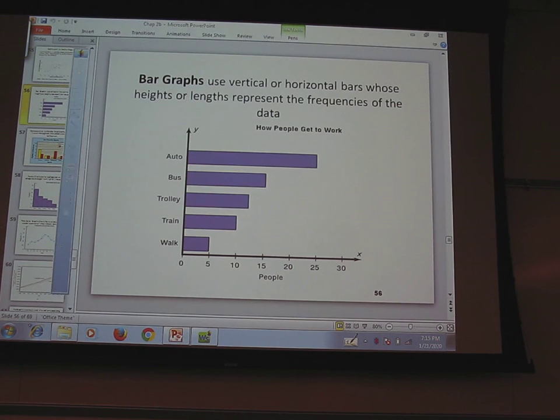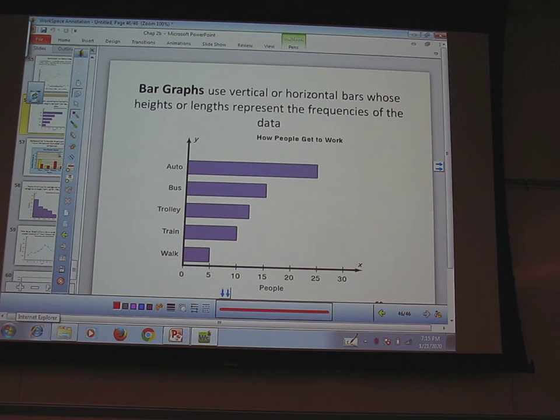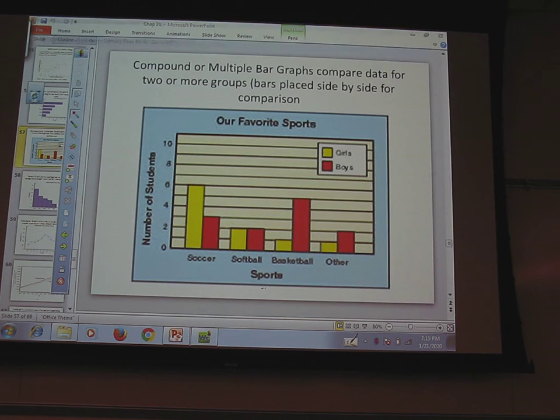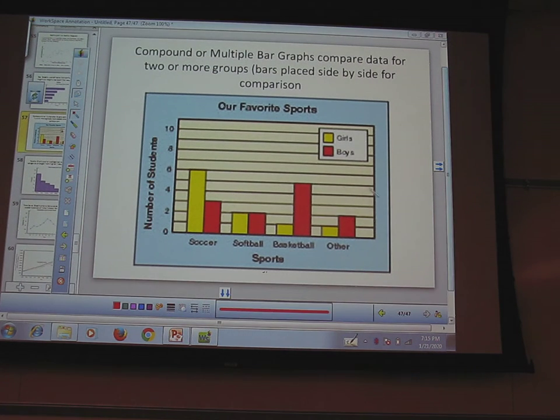Bar graphs. Here you have vertical lines that represent the frequencies. A histogram is a type of bar graph, one where the frequencies go up. But if you're talking about other data, it can go sideways as well, if you're talking about categorical data, like this one. Here's another frequency graph or bar graph.